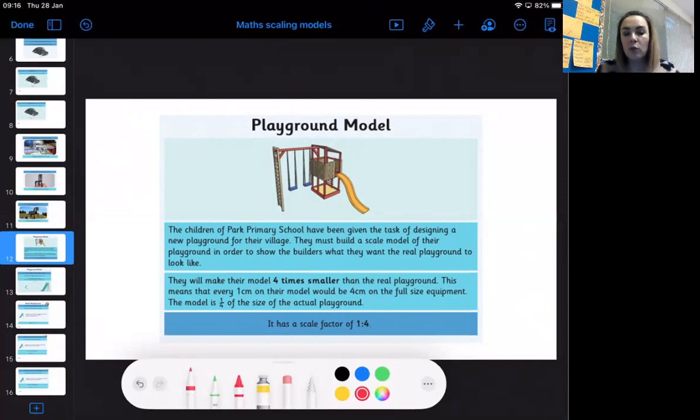They will make their model 4 times smaller than the real playground. This means that every 1 centimetre on their model would be 4 centimetres on the full-size equipment. The model is a quarter of the size of the actual playground. It has a scale factor 1 to 4.